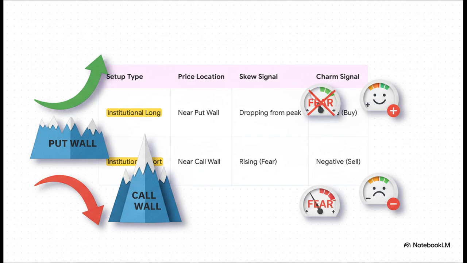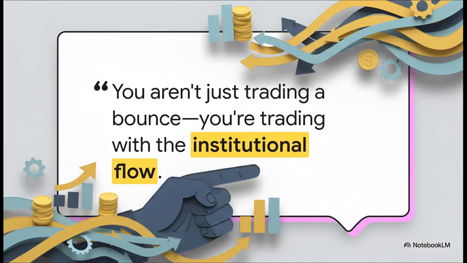For a true grade A institutional long, you're looking for the perfect storm of three things. First, price is hanging out near a major support level, like the put wall. Second, you see skew dropping off from a peak, which tells you fear is starting to fade. And third, you have that positive charm creating the buying drift we talked about. For a short, it's just the mirror image. Price is near the call wall, skew is rising as fear builds, and negative charm is adding that extra selling pressure.